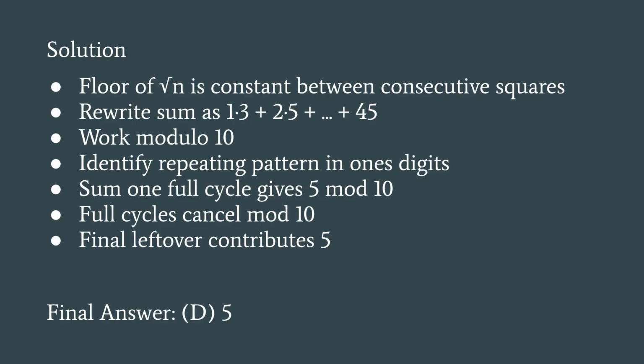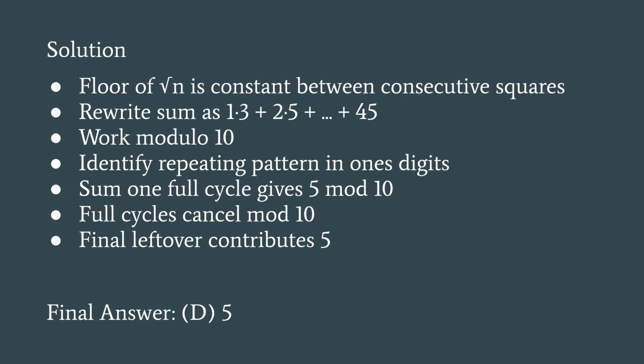So we rewrite the sum by grouping terms. For each k, the value k appears exactly in the interval from k squared to (k plus 1) squared minus 1, which contains 2k plus 1 integers. That means the total sum becomes 1 times 3 plus 2 times 5 plus 3 times 7 plus all the way to 44 times 89 plus 45.